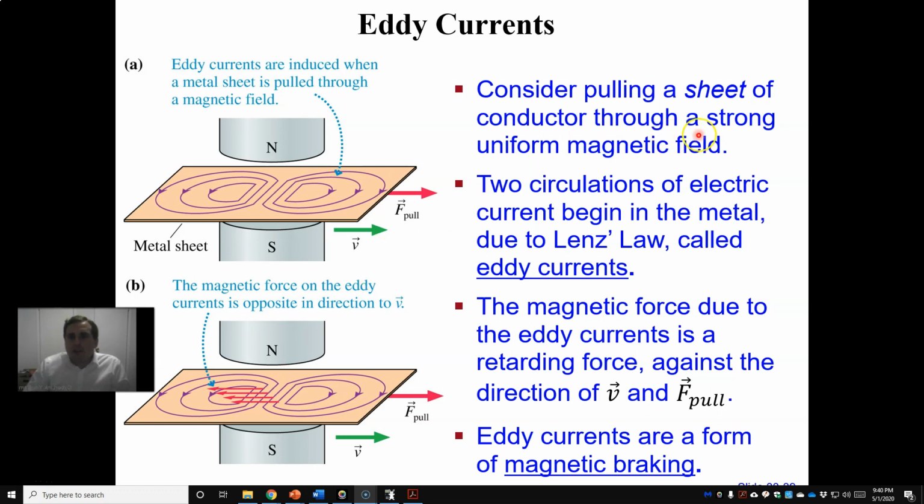So notice that if you pull a sheet of conductor through a uniform magnetic field, you produce these eddy currents, and they're basically circulations of electric current due to Lenz's law. The magnetic force due to the eddy currents will be a retarding force against the direction of the velocity and the pull force. The eddy currents are a form of magnetic braking. So this is the last thing I want to say about Faraday's law and Lenz's law.